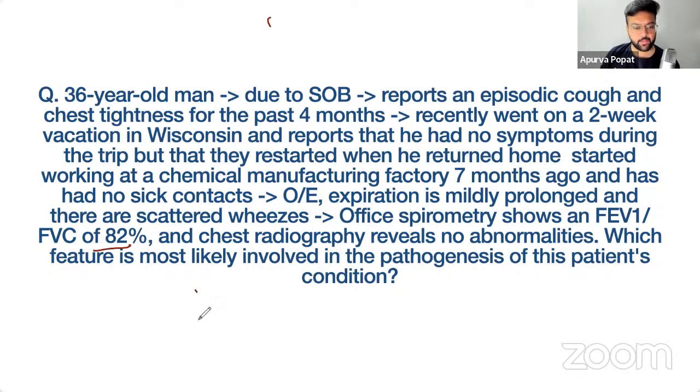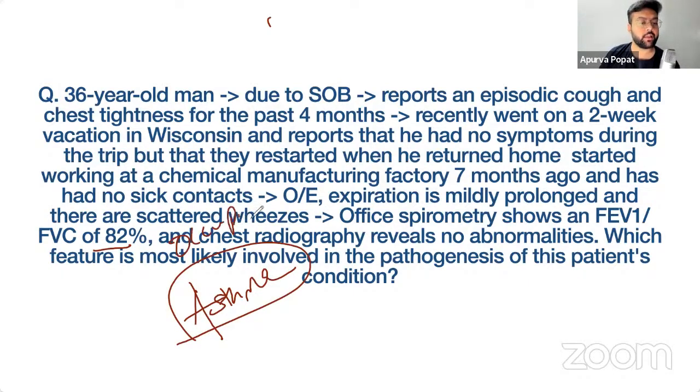Any restrictive lung disease? This is asthma, but this is occupational asthma. You see, when the patient was at the office, his spirometry was nearly normal. Chest X-ray was also normal. Why restrictive lung disease? The chest X-ray is normal. This is not restrictive lung disease. So FEV1 by FVC ratio is normal. In asthma, since this is an episodic disease, it may be possible your PFT at rest is very normal.